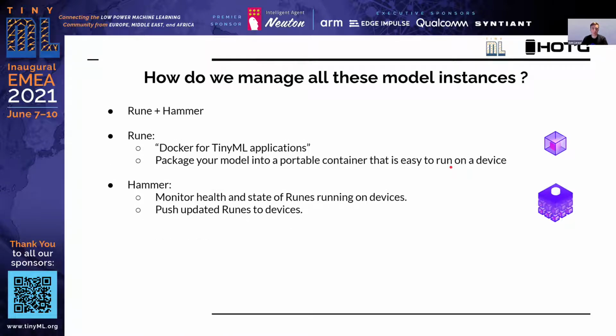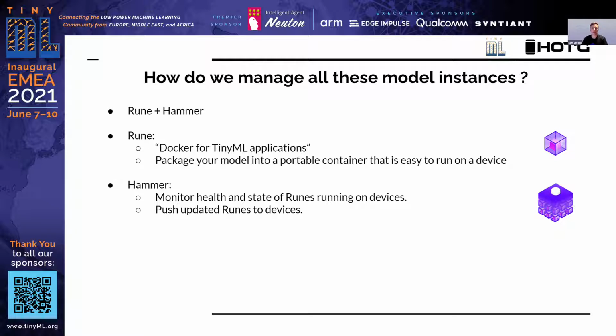But of course, the problem with having a very large number of these model instances is that you have to manage all of them. That's where two tools that we are developing at HotG might help you: Rune and Hammer. Rune can be seen as a kind of Docker system for machine learning applications. It allows you to package your TinyML model together with any application code needed for pre-processing or post-processing, and wrap it in a portable container format that you can deploy on different hardware platforms. This tool gives you the portability needed for such a deployment.